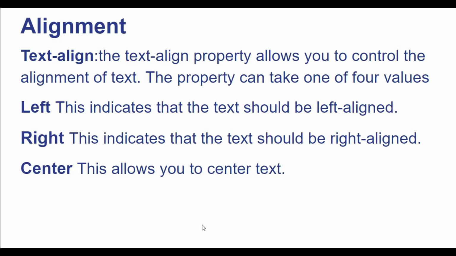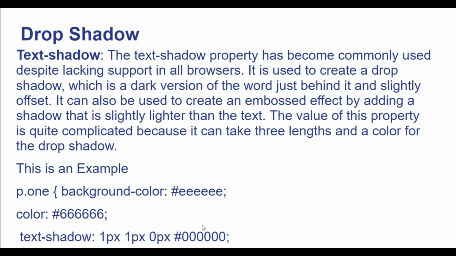So the next part we'll be looking into now is the drop shadow. The text-shadow property has become commonly used despite lacking support in some browsers. It is used to create a drop shadow, which is a dark version of the word just behind it and slightly offset. It can also be used to create an embossed effect by adding a shadow that is slightly lighter than the text. The value of this property is quite complicated because it can take 3 lengths and a color for the drop shadow. Let's see how this works.